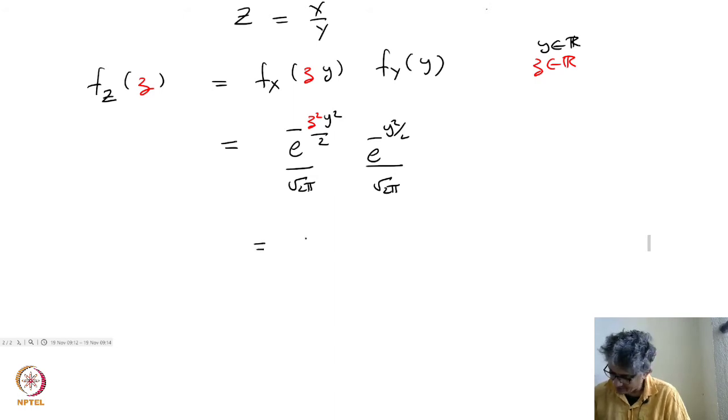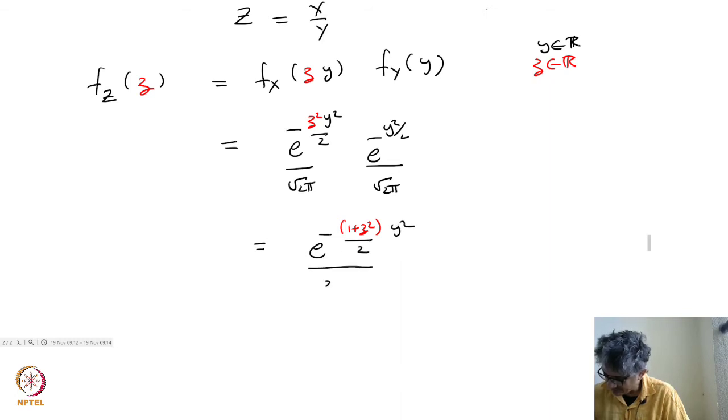And then you just have to be a little careful to write this down. This function is going to be e to the minus 1 plus z squared, that's a constant term, I'll leave it as it is, times y squared by 2, over 2 pi. That's what f sub z is. And then, so it's not f sub z. I'm sorry, I made a mistake. This is just a computation. This is not f sub z, f sub z is going to be the integral of this.